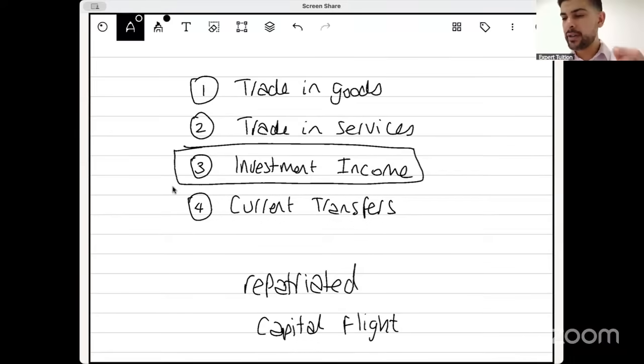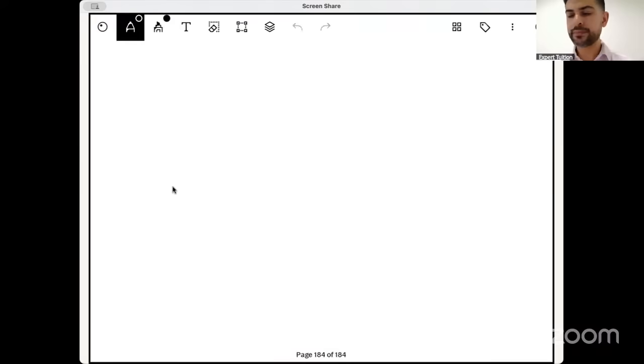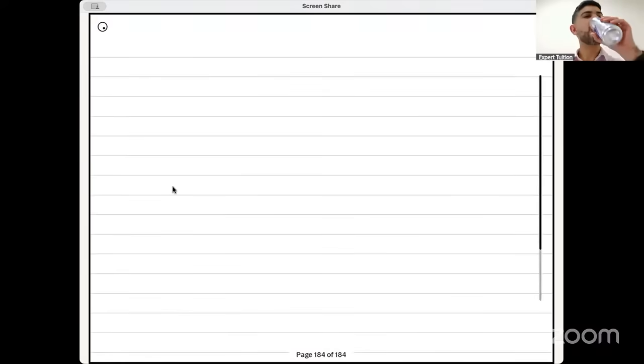All right, that is how you deal with a trading block that is not a monetary union. A monetary union, though, we go one step further. I need Red Bull.